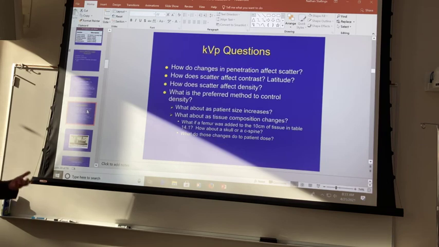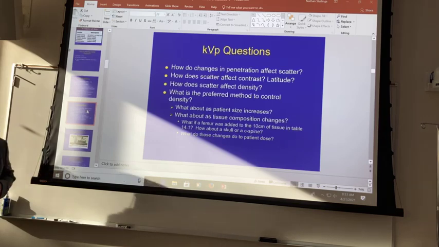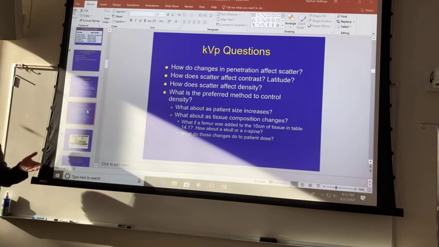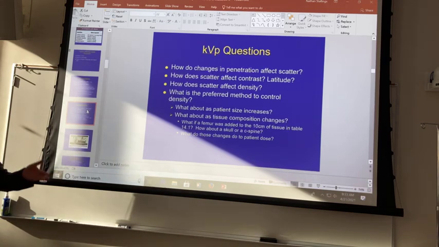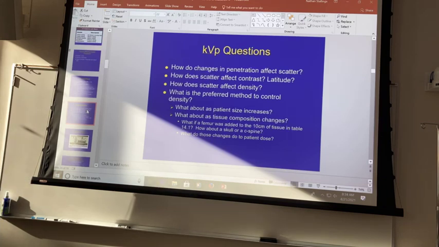Latitude, when we're talking about latitude, we're talking about two different things really. In as much as we're looking at the image, we're talking about contrast and latitude being inversely proportional. High contrast would be low latitude. But we can also talk about latitude as being specific to techniques and adequate techniques to get a good image.